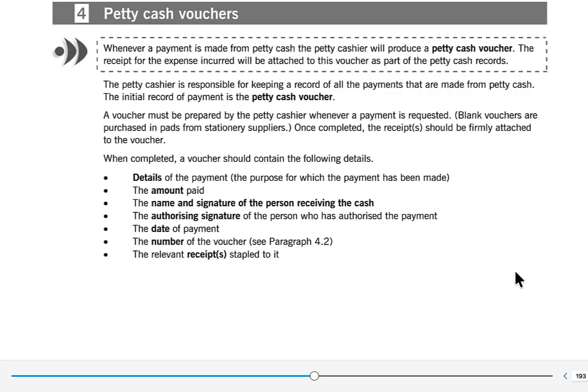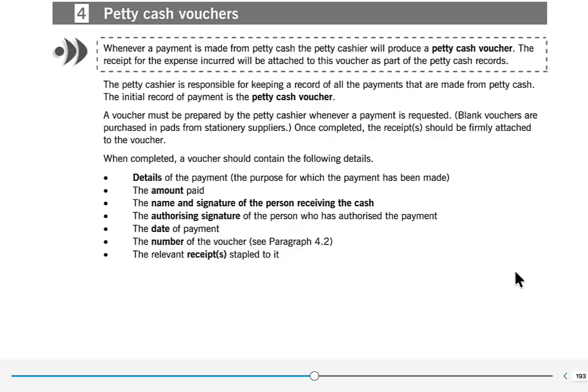4. Petty cash vouchers. Now we are going to learn one of the most important documents in petty cash. It is called the petty cash voucher. A petty cash voucher is the main written proof that petty cash money was paid out. Without this voucher, petty cash becomes messy and unsafe, because cash can disappear very easily if there is no proper paperwork.